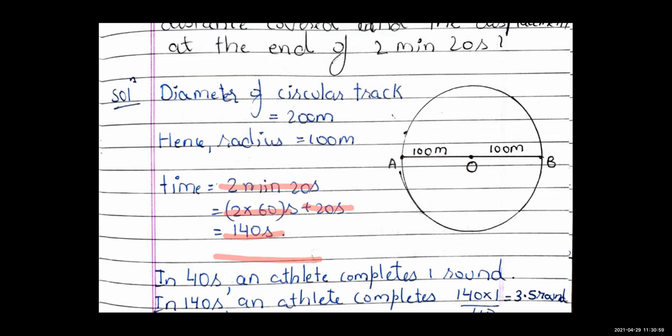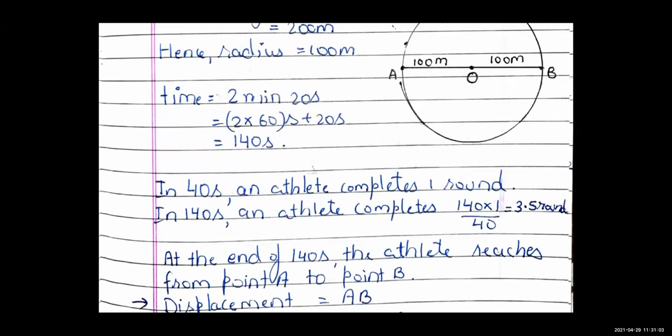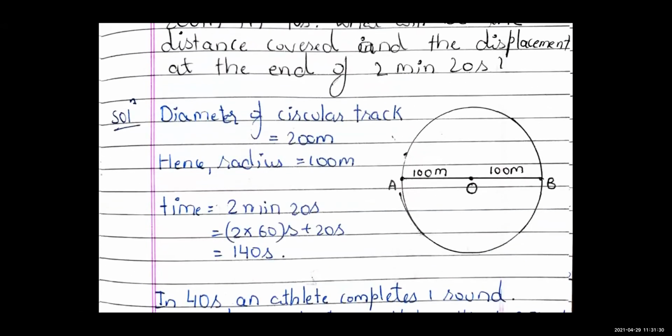Right, after 140 seconds. So we know that one round the athlete is covering in 40 seconds. So in 40 seconds, number of rounds covered is 1. So in 140 seconds, how many? Simple cross multiplication. 140 into 1 upon 40 is 3.5 rounds. So let's see where the athlete will reach when he is running 3.5 rounds.